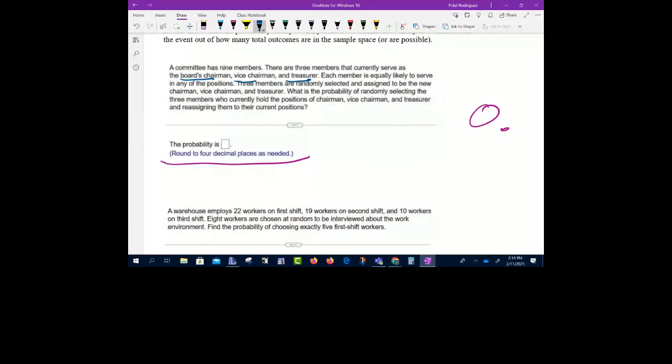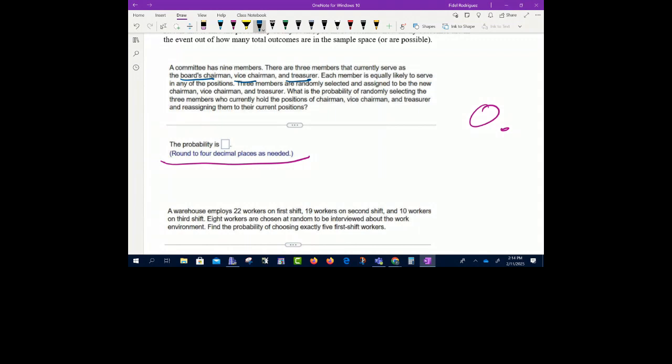What is the probability of randomly selecting the 3 members who currently hold those positions for chairman, vice chairman, and treasurer, and reassigning them to those same positions? Okay. So we have a committee, right? You are the chairperson, you're the vice chairperson, you're the treasurer, right? This is the order. What's the probability that they get chosen to be those same positions?